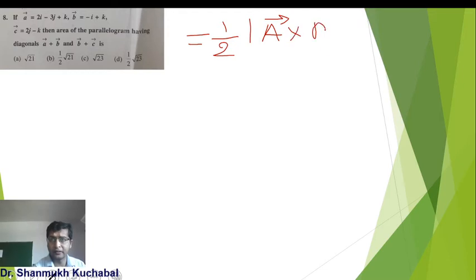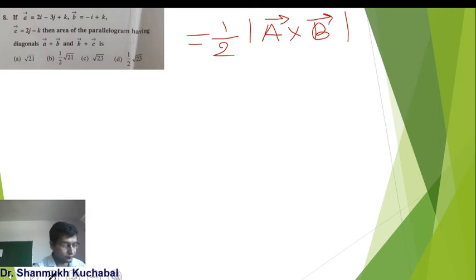Okay, we'll move to our next example. If A, B and C are 3 vectors, we have to calculate the area of a parallelogram having diagonals A plus B and B plus C. Here, the area of a parallelogram is given by an expression you have already studied in theory: 1 by 2 magnitude of the cross product of vector A and vector B.